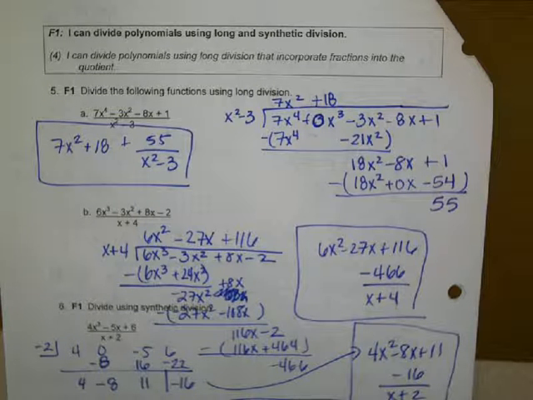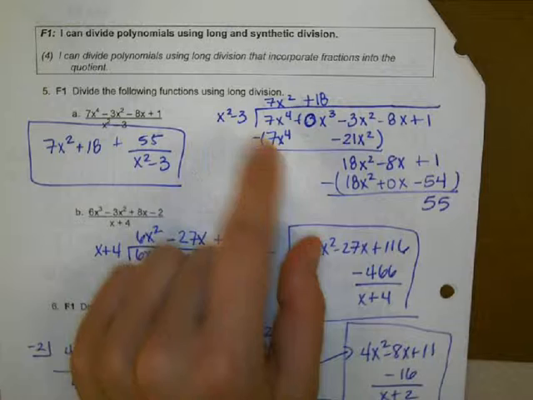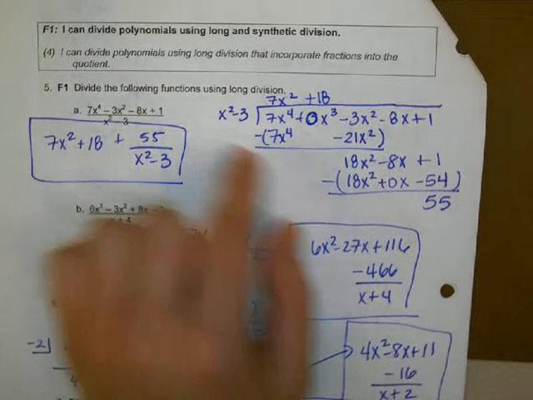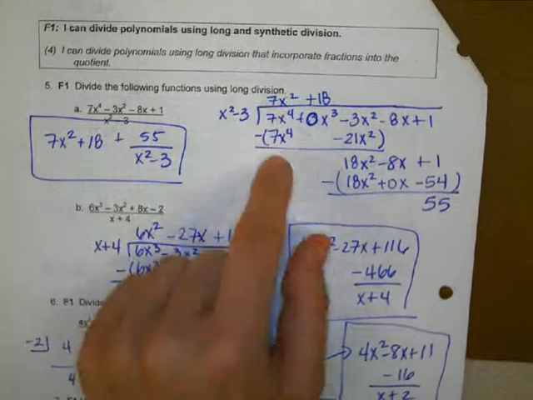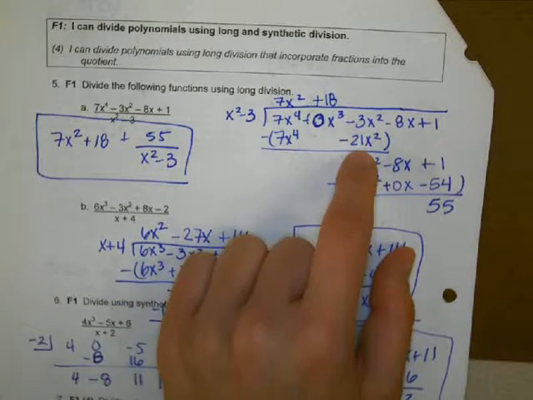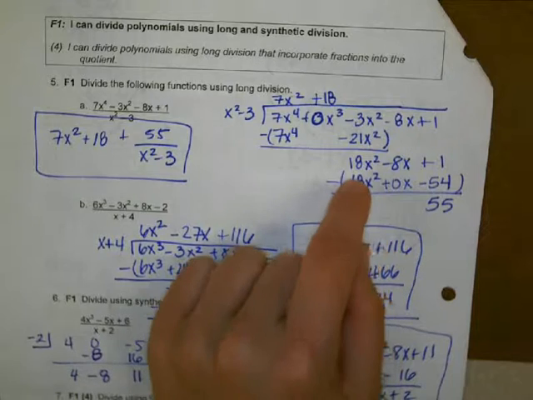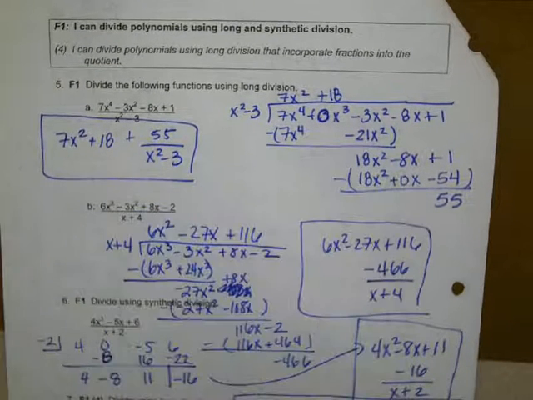I don't really know what I can do here to explain it, except to get this, you'd have what times x squared gives you 7x to the 4th. So 7x squared would go there. And then you have to multiply by negative 3 in order to get the next term. And notice I lined it up, so that's easy to subtract. So you end up getting 18x squared, because remember when you subtract a negative, you end up adding.